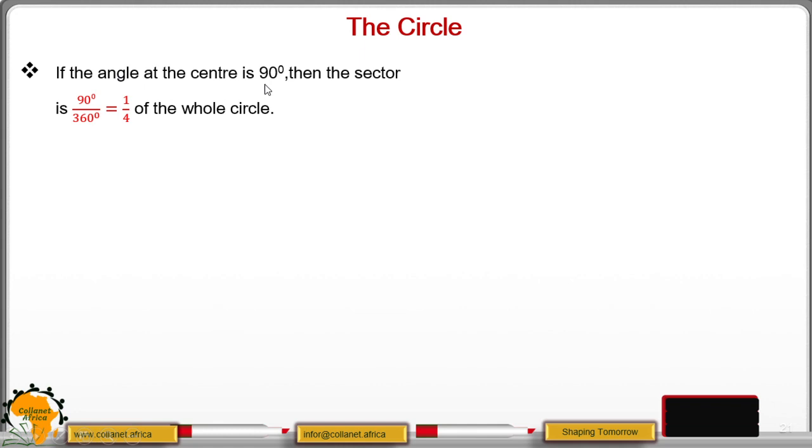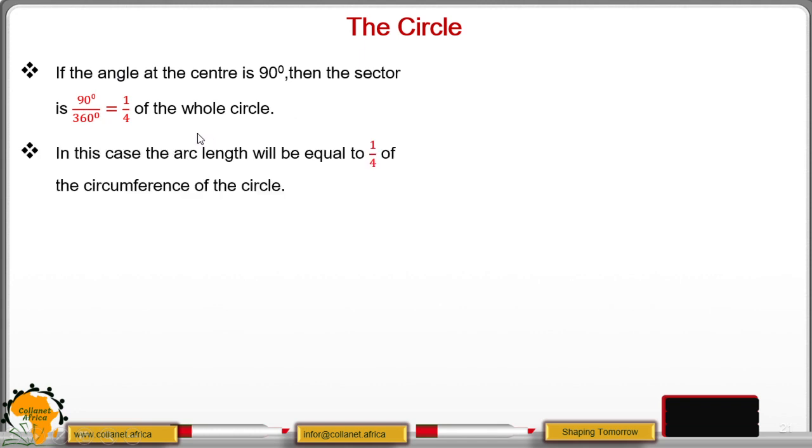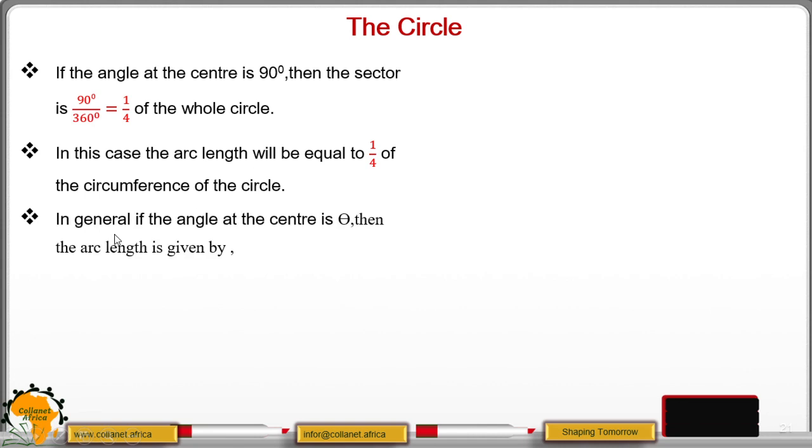If the angle at the center is 90, then the sector is 90/360 of the whole circle. And therefore, if you simplify here, you'll get that it will be a quarter. So in this case, the arc length will be equal to 1/4 of the circumference of the circle. So in general, if the angle at the center is theta, the angle that is subtended by the arc is theta, then the arc length is given by theta over 360 times circumference.